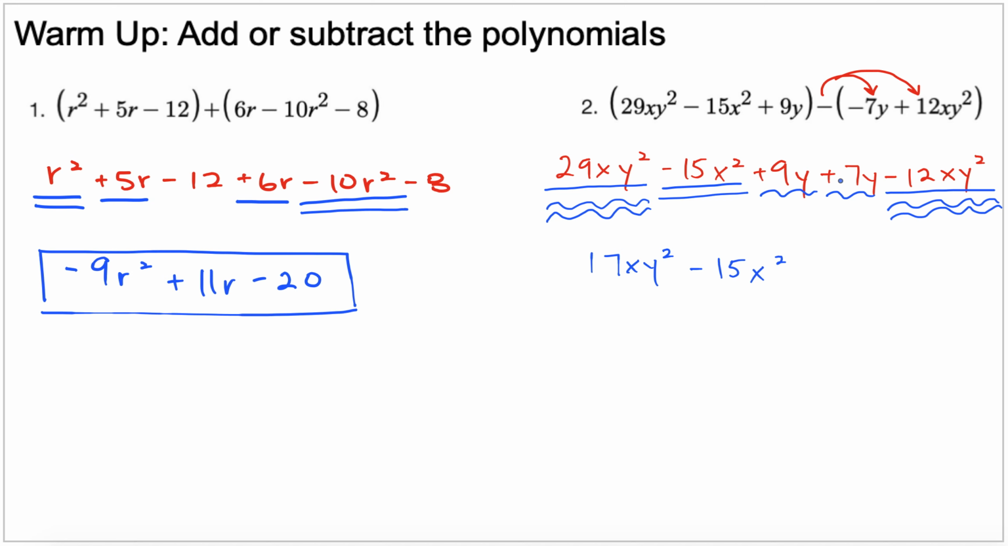And then finally we have our last underline, which is just the one squiggly by itself. So I have 9 plus 7, which is going to give me 16. And then I'm just going to copy down that variable. So my final answer for number 2 is going to be 17xy squared minus 15x squared plus 16y.